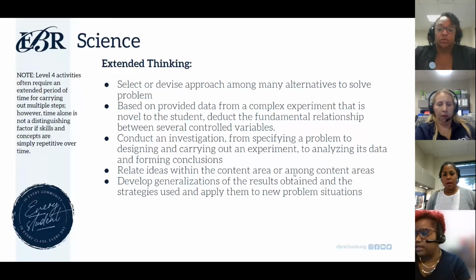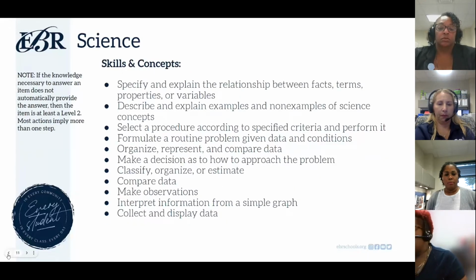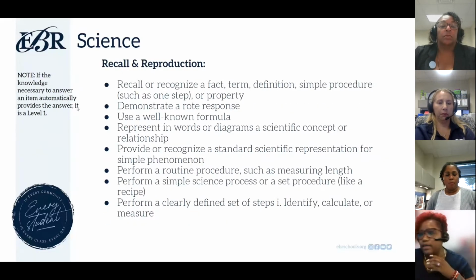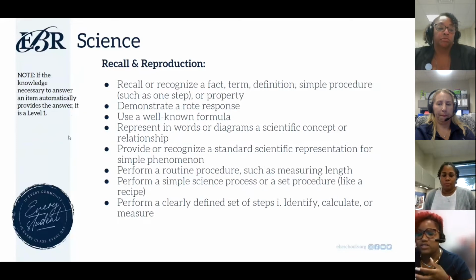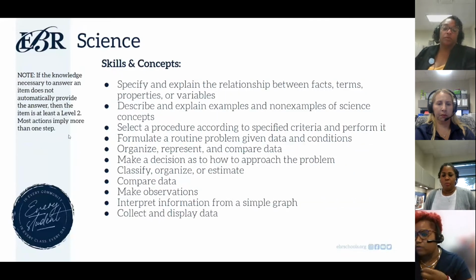If you notice, and again, I will go backwards here, on each one of our DOK levels, there's a note on the side. For DOK level 1, if the knowledge necessary to answer an item automatically provides the answer, it is level 1. So that's just a kind of a key for people to remember. If it automatically provides the answer, it's usually level 1.